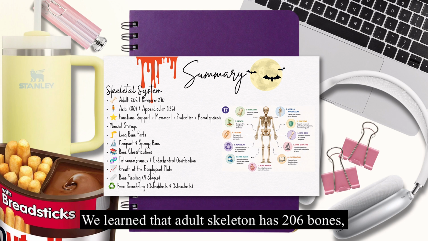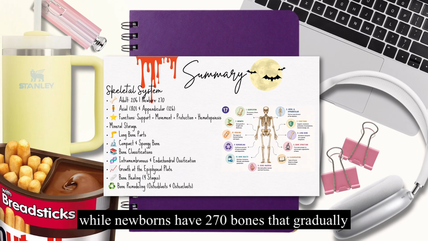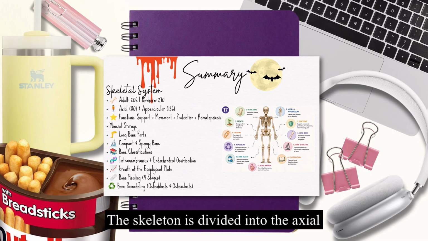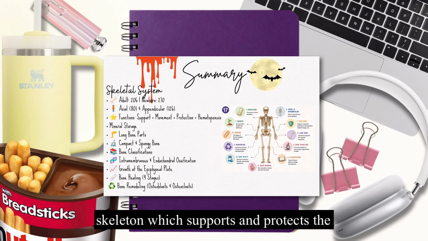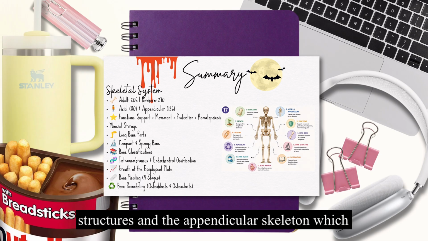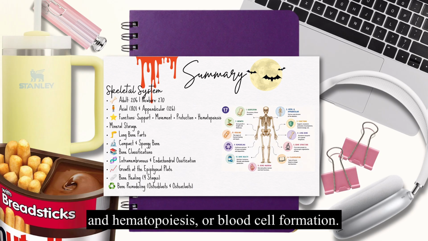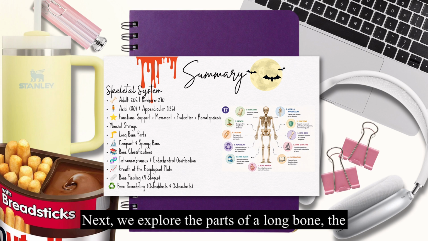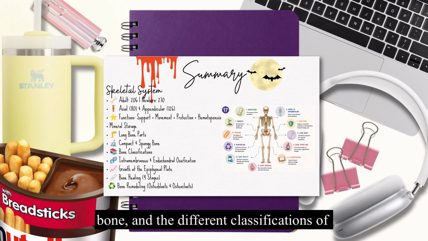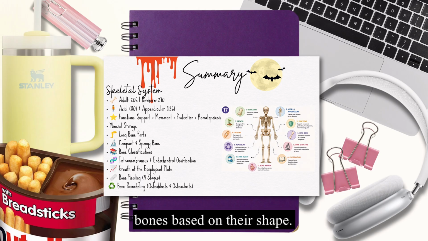We learned that the adult skeleton has 206 bones, while newborns have 270 bones that gradually fuse as they grow. The skeleton is divided into the axial skeleton, which supports and protects the body's central structures, and the appendicular skeleton, which allows movement. We also discussed the major functions of the skeletal system, including support, movement, protection, mineral storage, and hematopoiesis, or blood cell formation. Next, we explored the parts of a long bone, the two types of bone tissue, compact and spongy bone, and the different classifications of bones based on their shape.